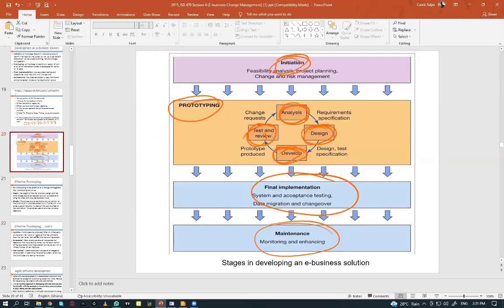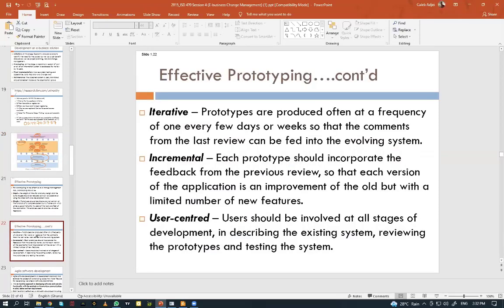prototype system. Then incremental. Each prototype should incorporate the feedback from the previous review, so that each version of the application is an improvement on the old system. So when we have a particular system and we review it, the new one that comes out should be more detailed, more accurate, or better than the previous one.